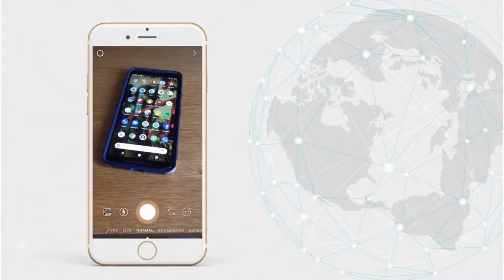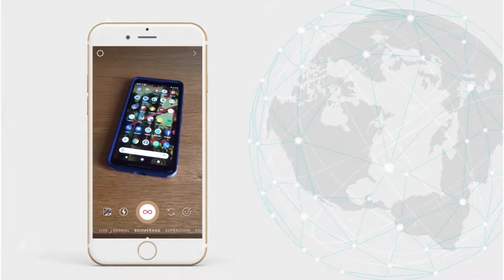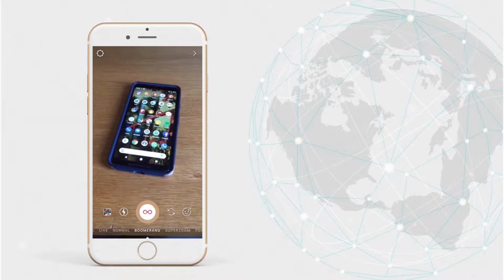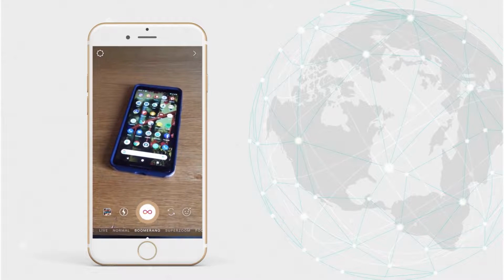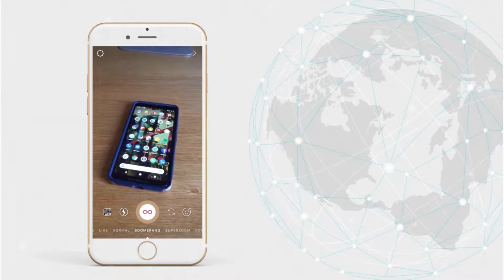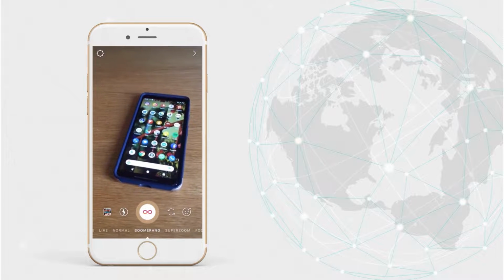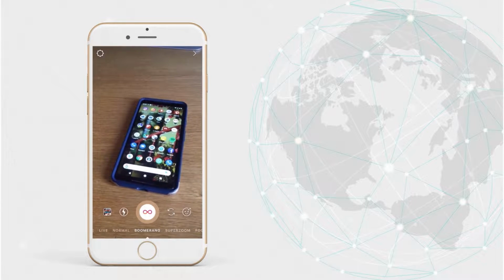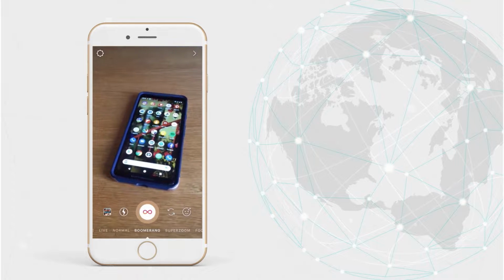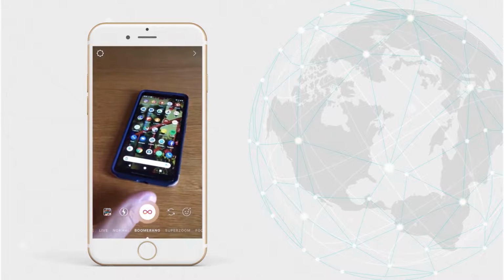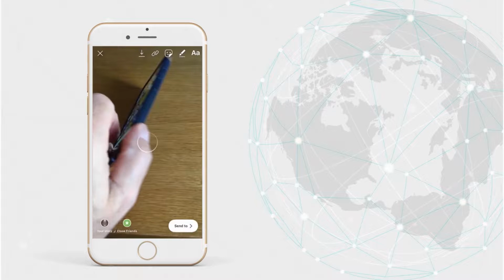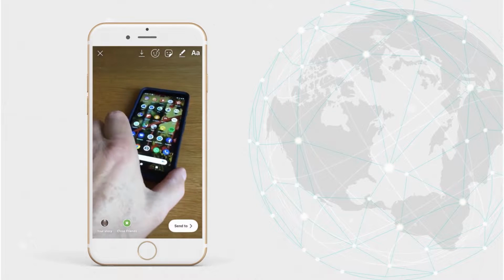A very creative way of making videos is using Boomerang. Boomerang was a separate app which became very popular. It was then acquired by Instagram. A Boomerang video is a video that repeats itself. If I click on Boomerang, I'm going to get the phone and I will turn it. Then when you look at the video I created, you see how the video repeats itself all the time.